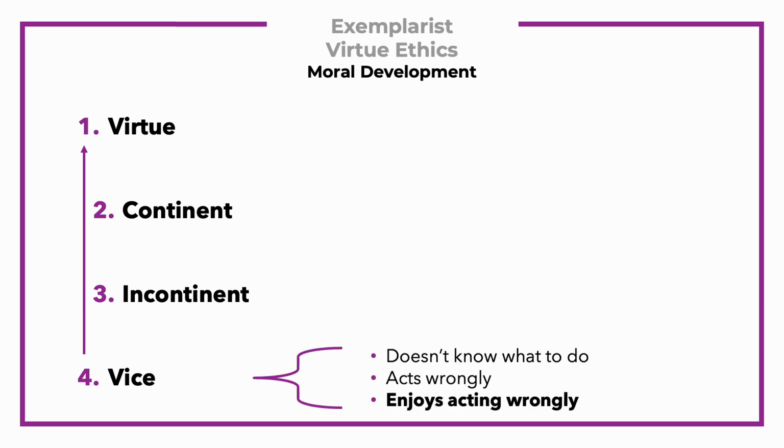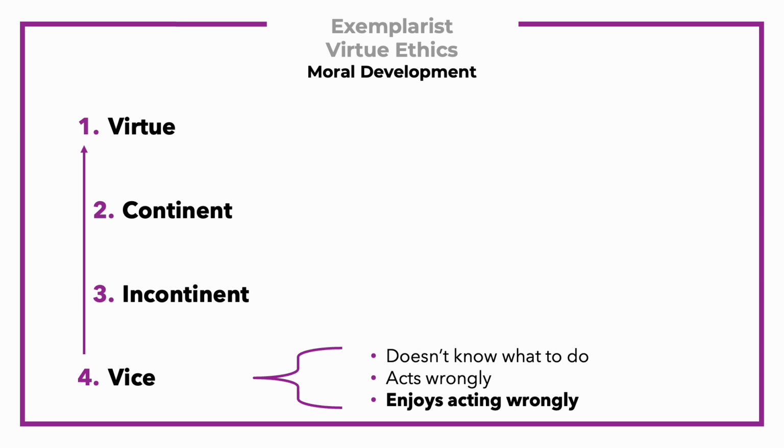Okay, so the vicious person, they have three sort of features that are true about them. A, they don't know what the right thing to do is, or they're confused about it. They think the right thing is actually the wrong thing.